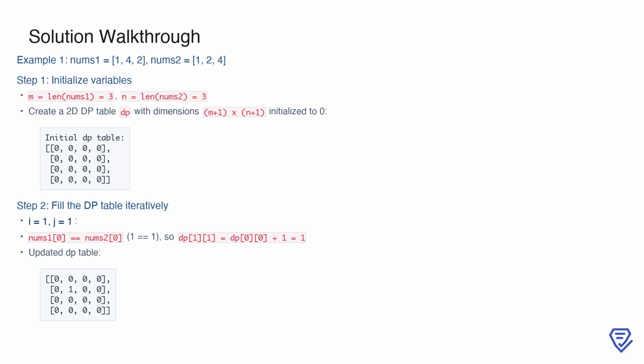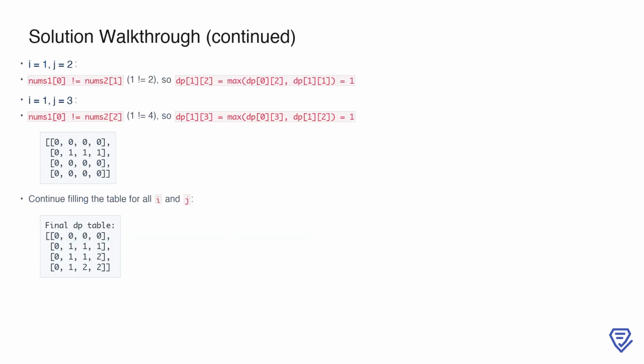For the first step of filling this table, we start with i equal to 1 and j equal to 1. Since nums1[0] equals nums2[0], which is 1, we update dp[1][1] to be dp[0][0] plus 1, resulting in a value of 1. At this point, the DP table reflects this update, showing a 1 in the dp[1][1] position while all other values remain 0. Next, we move to the following positions in the DP table.